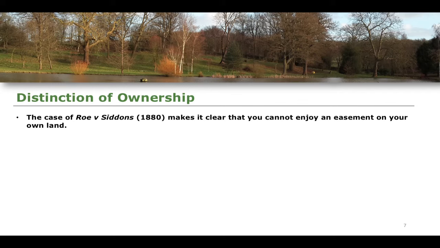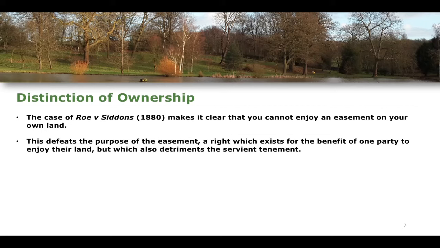In addition to this, there has to be a distinction of ownership between the dominant tenement and the servient tenement. This is as established in the case of Rowe and Siddons from 1880. It makes it clear that you cannot enjoy an easement over your own land. So if we go back to the example of a house that I own with a right-of-way requirement over a different piece of land, if I just owned that other piece of land as well, then there wouldn't be any need for an easement, okay? There has to be a dominant tenement and a servient tenement, and they have to be distinctly owned by different people or by different organizations.